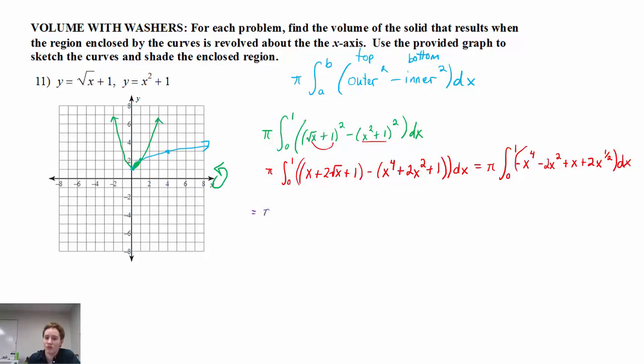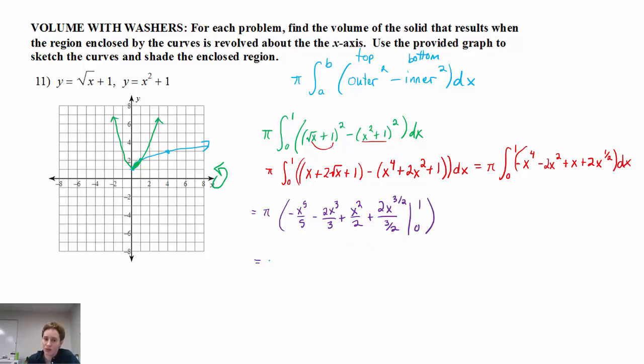So the power rule is going to give me negative x to the 5th over 5 minus 2x cubed over 3 plus x squared over 2 plus, and this is a fraction, so we're going to add 2 over 2 and get 3/2 and then divide by 3/2, and then plug in 1 and 0. So the 0 part of that is going to end up being 0.